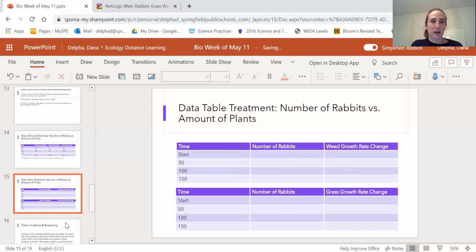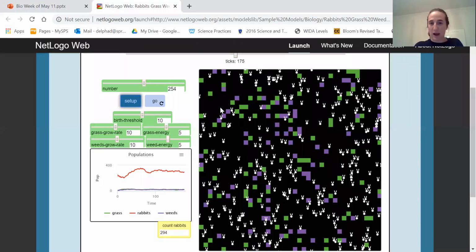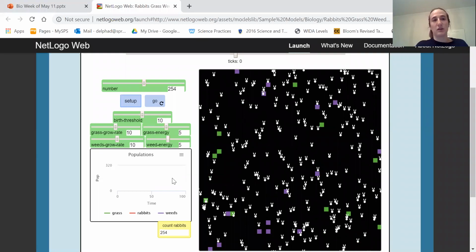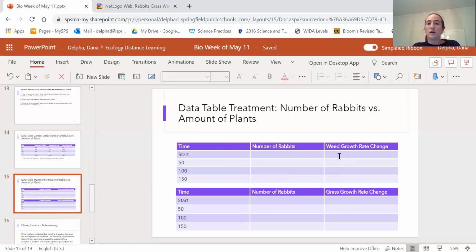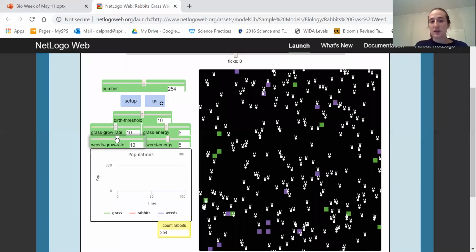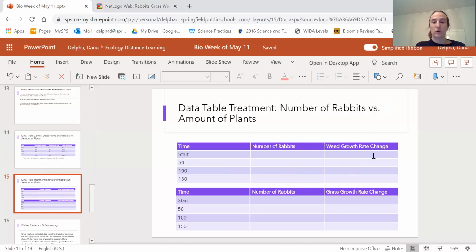Next, we are going to go back and click setup. So our data went back to how we started. So you are going to first change the weed growth rate. Everything is going to stay exactly the same except for the weed growth rate. You can decide whether you're going to change it to 20 or to 0. Okay? And then you're going to record this data here.